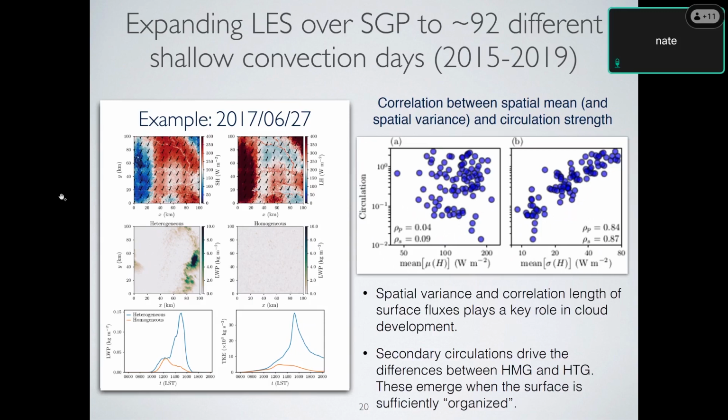The sensible heat flux over the 92 days cannot reasonably predict whether there's going to be a circulation from homogeneous compared to heterogeneous. However, the spatial variance, or the spatial standard deviation, can. What that tells us is that you cannot include this effect in the atmosphere simply by prescribing a spatial mean of sensible heat flux. You need to account for something like spatial variance or correlation length or both to include that in your parameterization and get an effect in the atmosphere. Next slide.